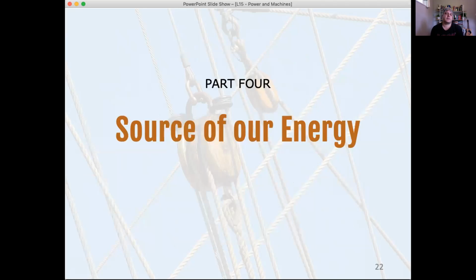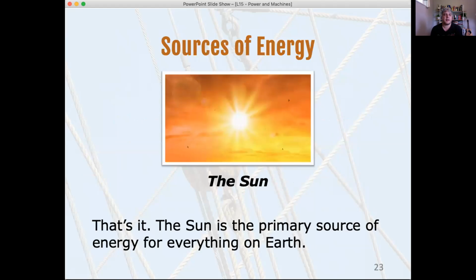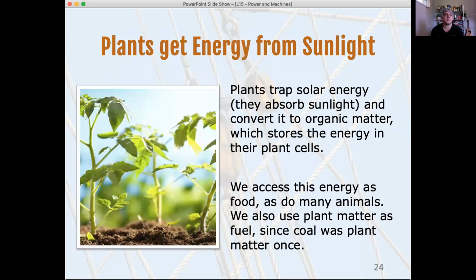This last part is kind of a sidetrack. There's nothing too critical here, nothing that will stop you progressing with the course, but it certainly is some interesting information. And that is, the source of all our energy on Earth is the sun. The sun is the primary source of energy for everything on Earth. There is sunlight coming to Earth from the sun. We're going to talk more about sunlight when we meet light waves and vibrations later on in the course.